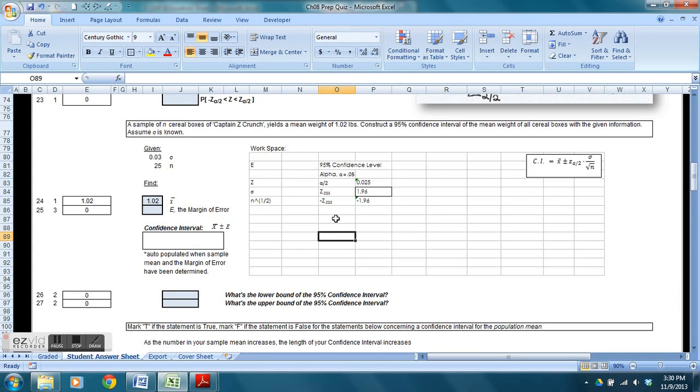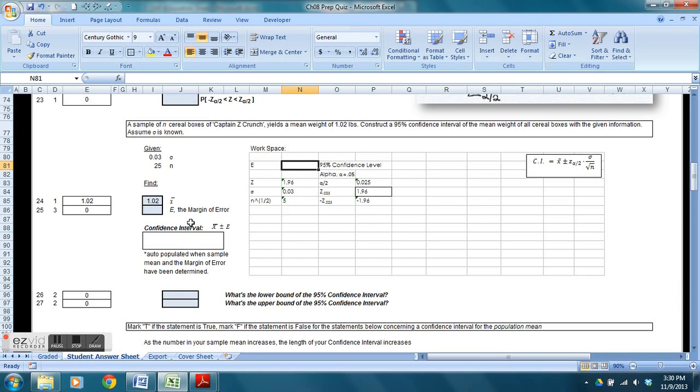So we know what our z value is. That's 1.96. Our sigma, that's given to us, 0.03. And now we just need the square root of n right here, or n to the 1/2 power. So square root of n, there we go, that's 5. Now we can figure out what our margin of error is.